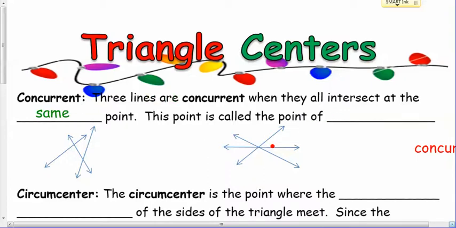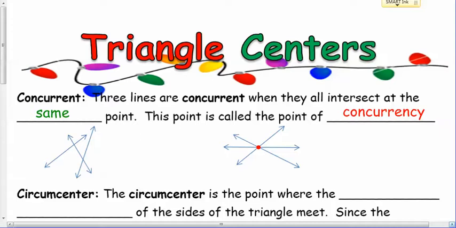Let's take a look at this example. Down here you have three lines, but they don't intersect at the same point. So those guys would not be concurrent. But if you take a look over here, you can see that these three lines do intersect at the same point. That point right there where they intersect, we're going to call this the point of concurrency. So remember, three lines are concurrent when they intersect at the same point, and that point is called the point of concurrency.